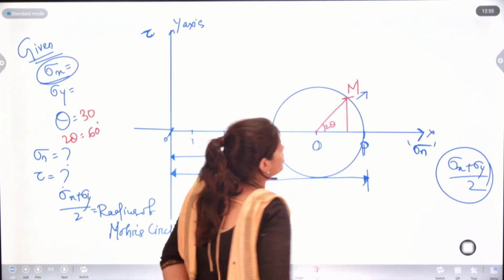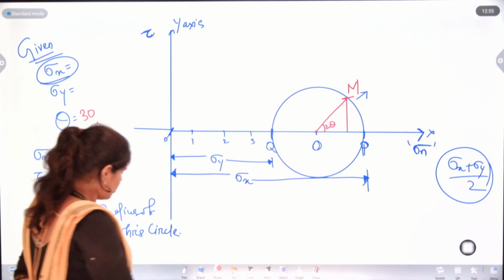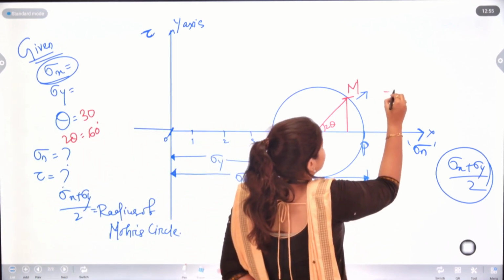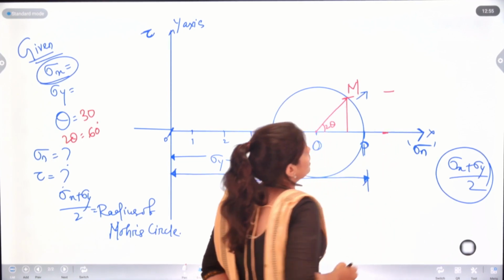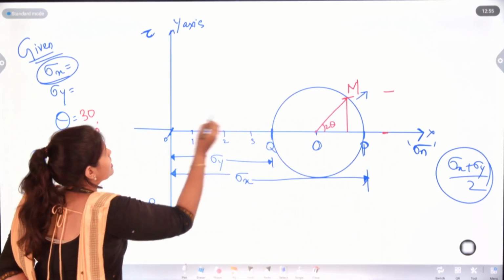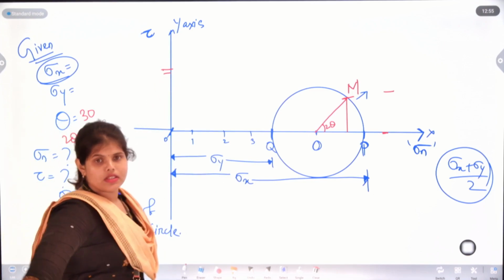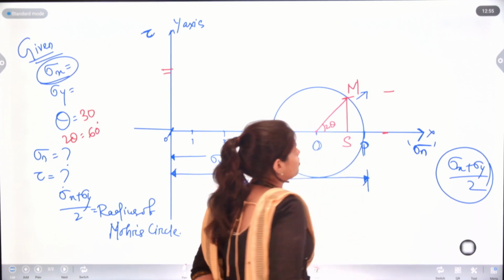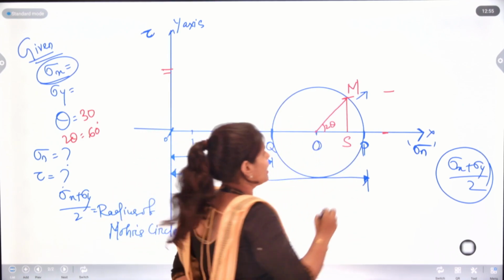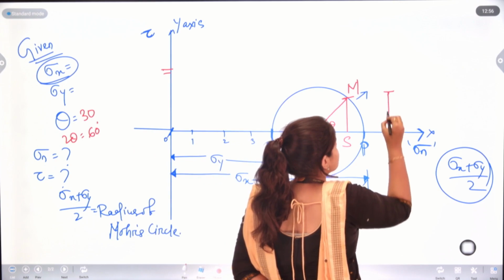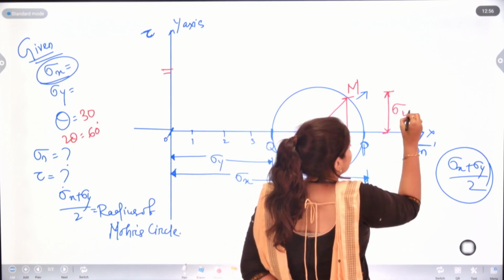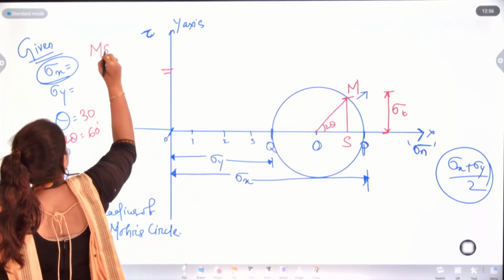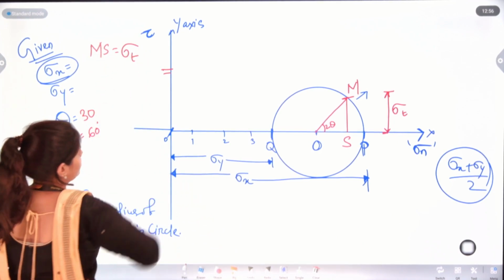Up to this. Okay. So from this to this, you can see this to this is in the y axis. So we have, this is our S. So this MS is nothing but our tangential stress, that is sigma T. Okay, so we have MS, that is sigma T.